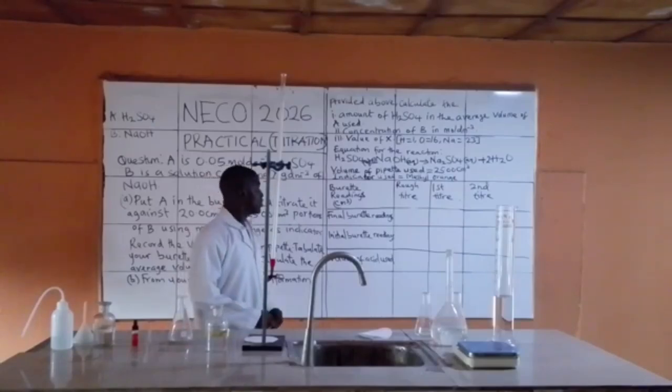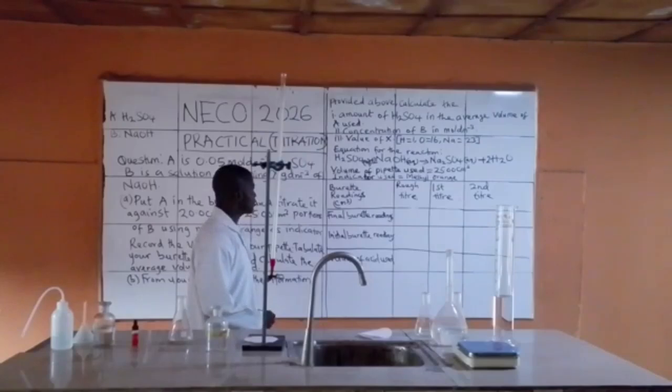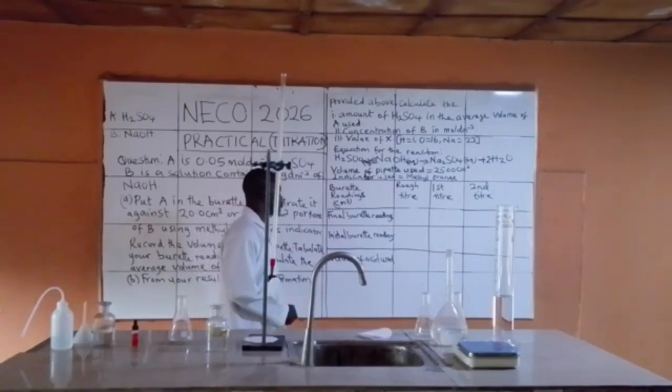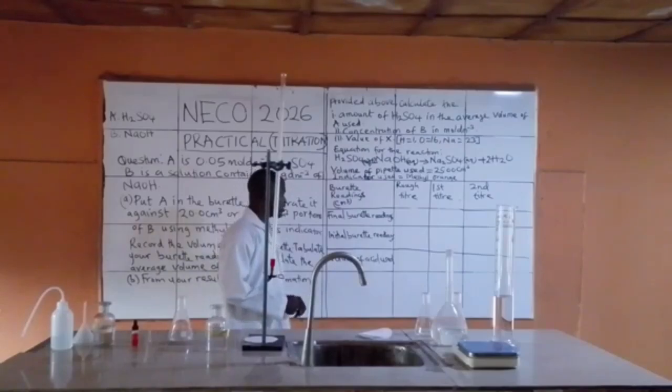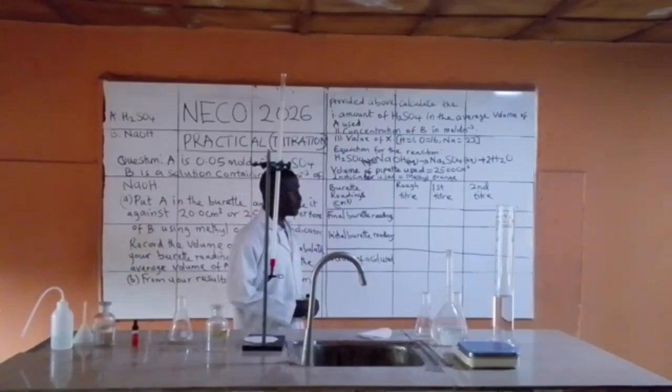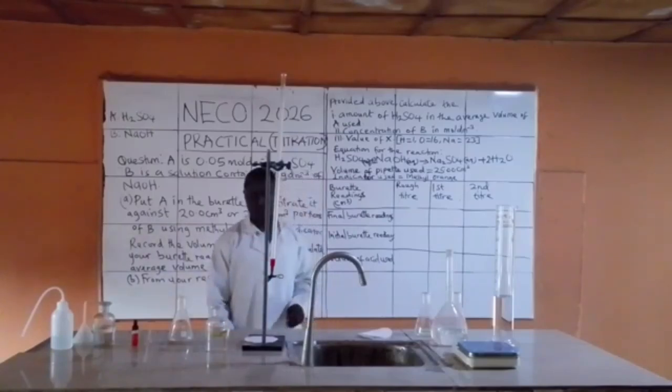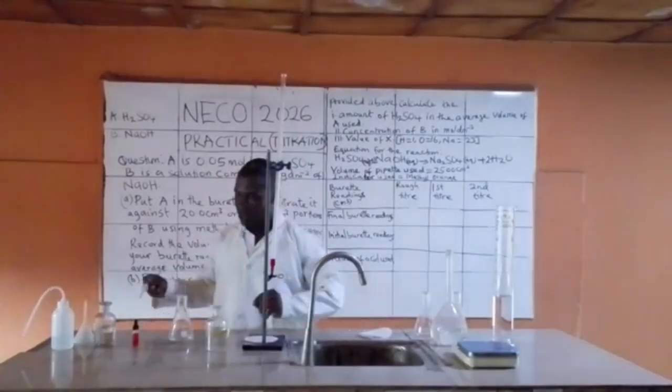For this titration, the volume of base used is 25.00 cm³. The indicator used is methyl orange. Now the table for the titration is given as follows. Burette readings, the unit is cm³. Under the burette readings, we have final burette readings, initial burette readings, and volume of acid used. For the titration, we have columns for rough titer, first titer, and second titer.